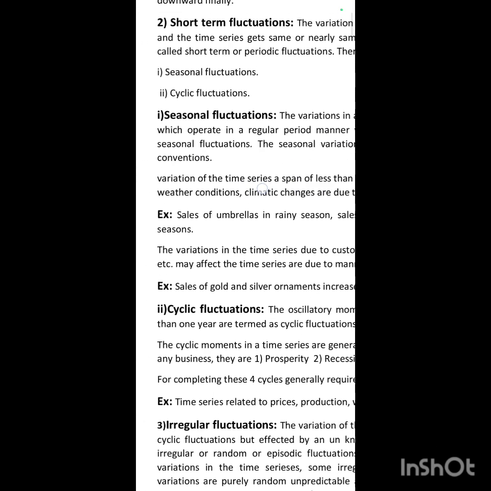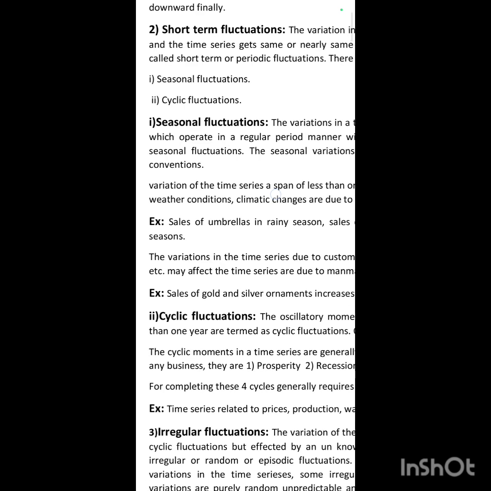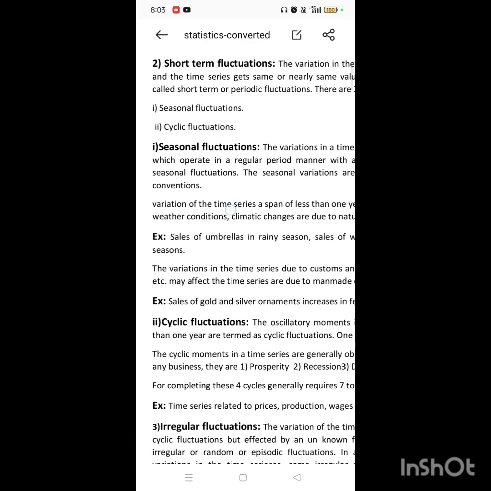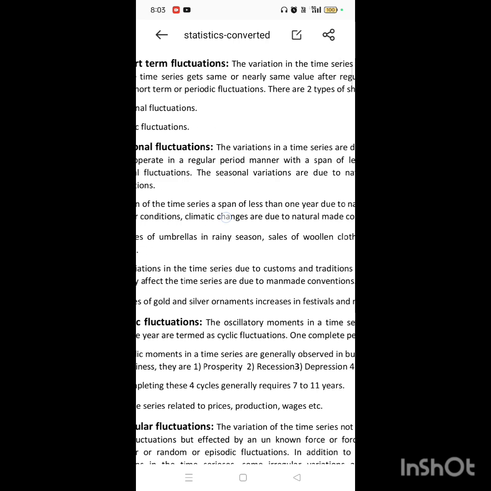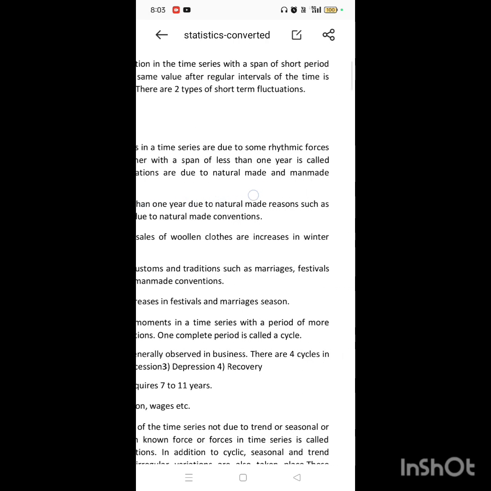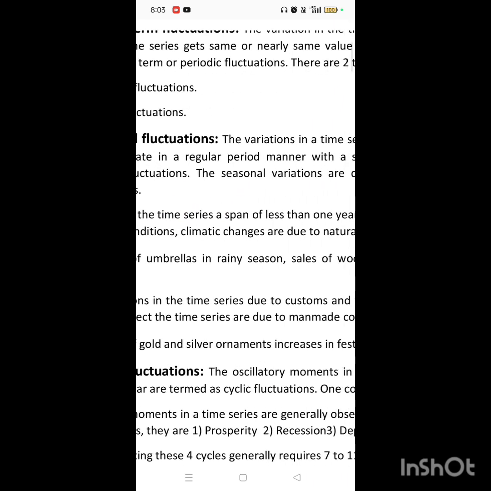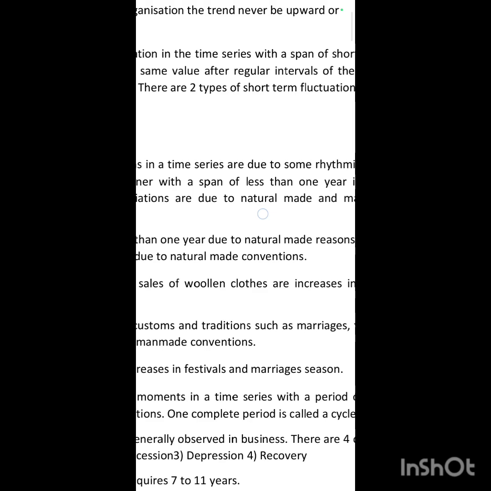Next, if you look at the short term fluctuations, they come under here. Very short term fluctuations are those less than the trend calculations or trend fluctuations. So here, the variation in the time series with a span of short period, where the time series gets the same or nearly the same value after regular intervals of the same time, is called short term periodic fluctuations. There are two types.